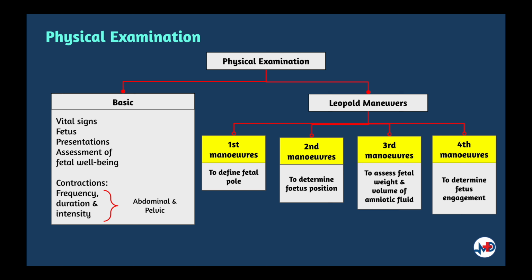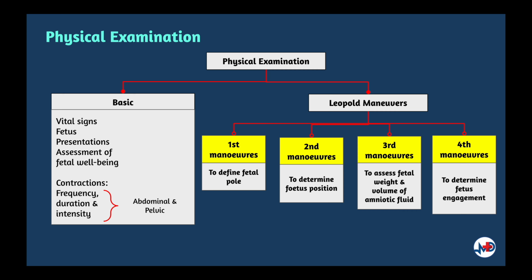So for the third maneuver, a suprapubic palpation is done by using the thumb and fingers of the dominant hand. As with the first maneuver, the examiner ascertains the fetal presentation and estimates its station. If the presenting part is not engaged, a movable body can be felt. This maneuver also allows for an assessment of the fetal weight and the volume of amniotic fluid.